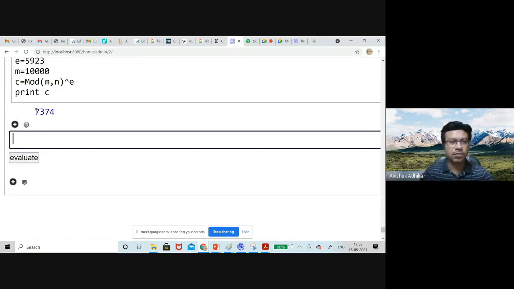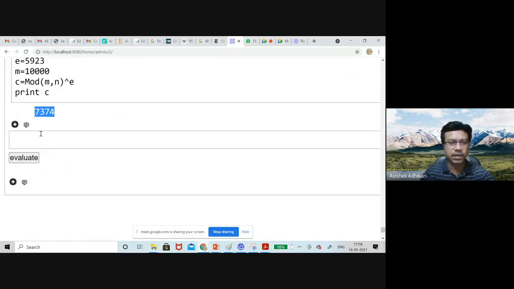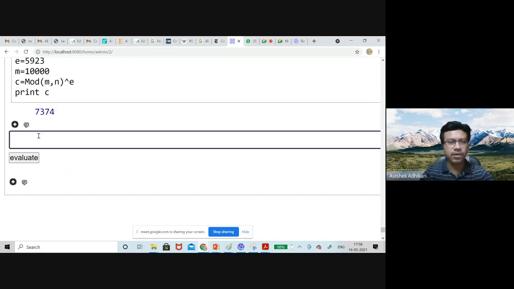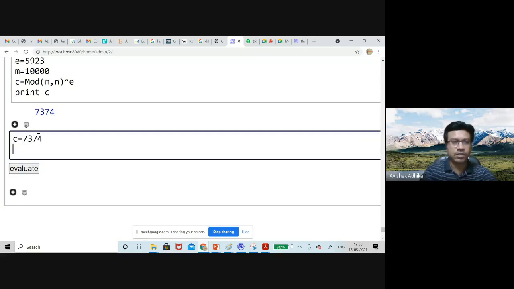So this is now my ciphertext. Okay, now it's time for decryption. So what will the decryption do? He will collect this C equal to 7374, and then what is he going to do? M equal to, say if I put capital M equal to, what should I write? Tell me, what should I write?